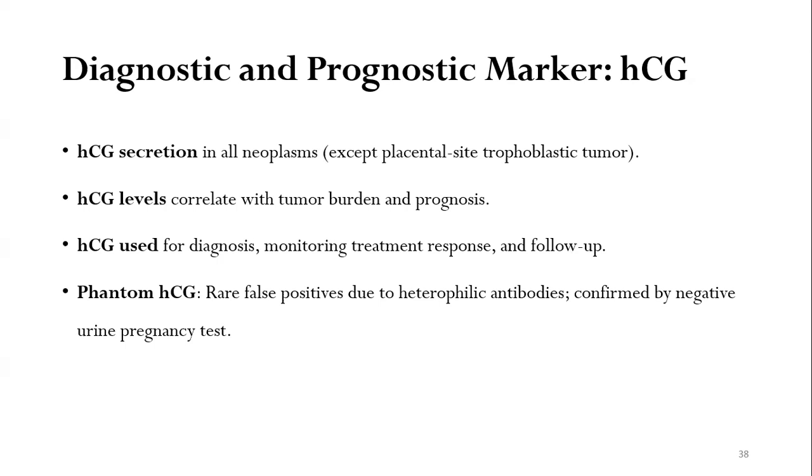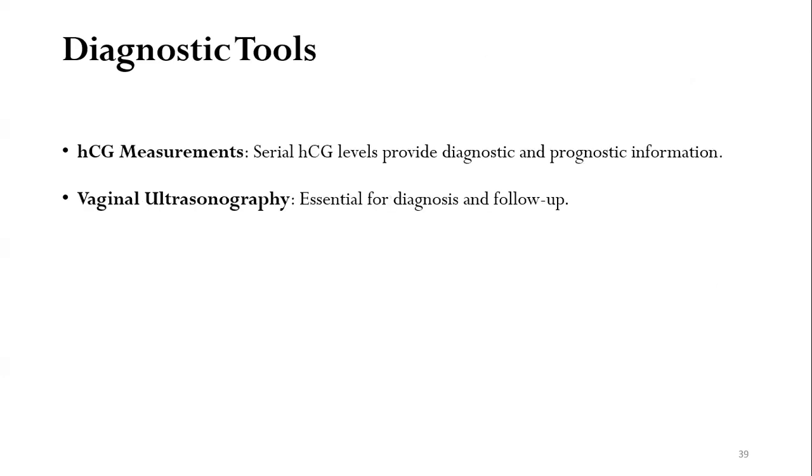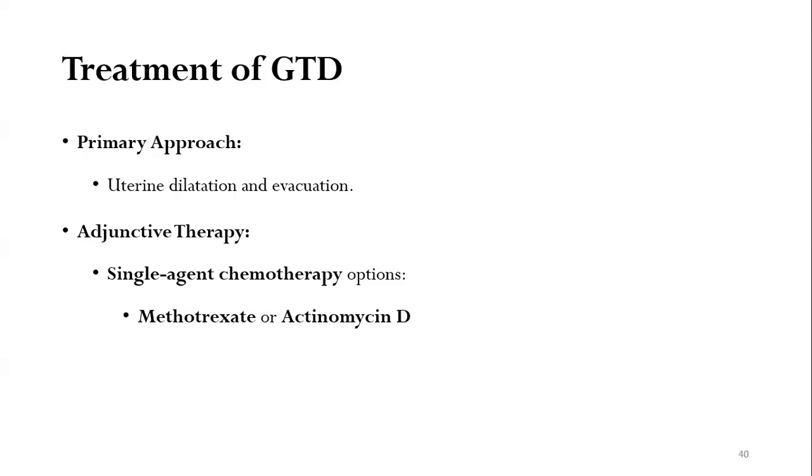Okay, there is something which is known as phantom HCG. Phantom HCG is a false positive HCG due to the presence of heterophilic antibodies, which is confirmed by a negative urine pregnancy test. So it should not have come in this slide, but yes, this phantom HCG is a false positive HCG because of heterophilic antibodies. Here the urine pregnancy test is negative, but the blood HCG level is positive because of the heterophilic antibodies. So for gestational trophoblastic disease, we will serially monitor HCG to provide diagnostic and prognostic information. And vaginal ultrasonography is also important for scanning, diagnosis and follow-up.